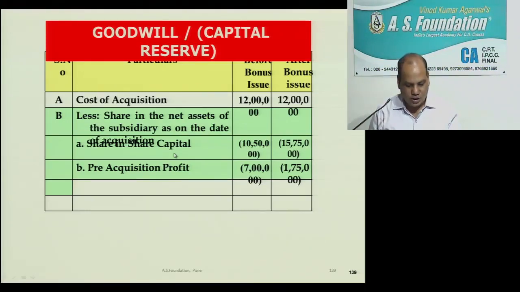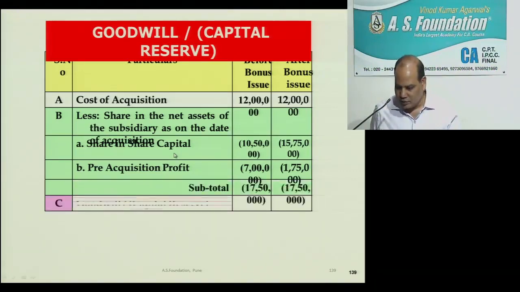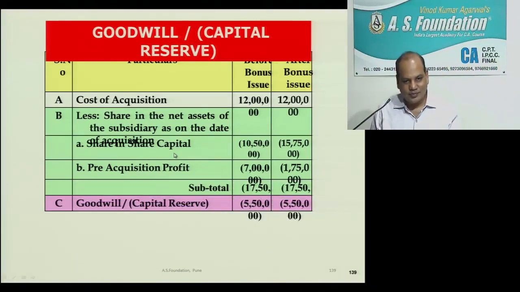Now on your own calculate the goodwill in the first column. Is it 5,50,000? Yes, wonderful. Is the second column also 5,50,000? Goodwill or capital reserve? Capital reserve. Tick capital reserve. Now see, this is 12 lakh, and somewhere here you've written 17,50,000.